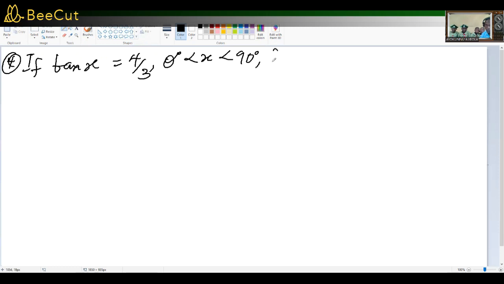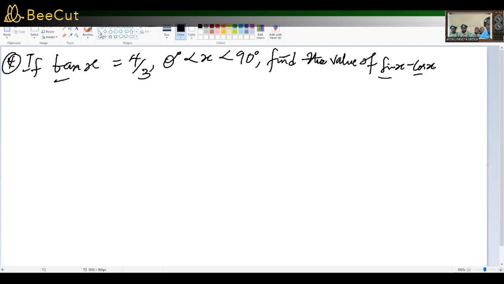Then it says, find the value of sine x minus cos x. Sine x minus cos x. If this is what we have, we're talking about tan, but in trigonometric ratio, we have tan, sine, and cosine.